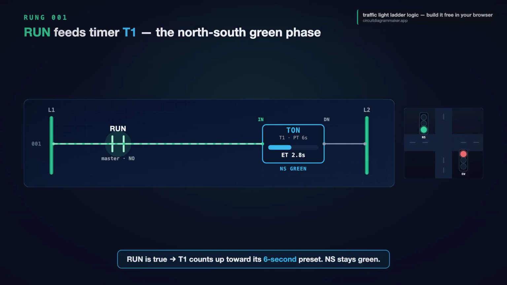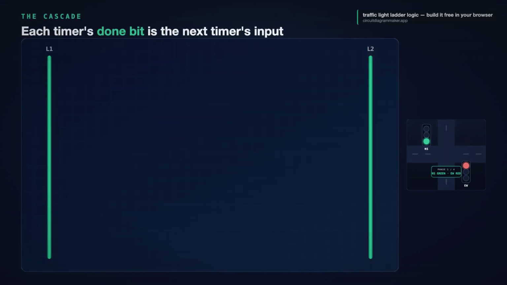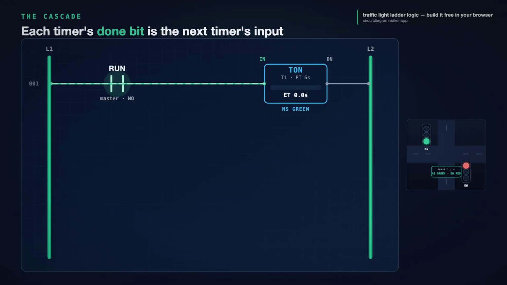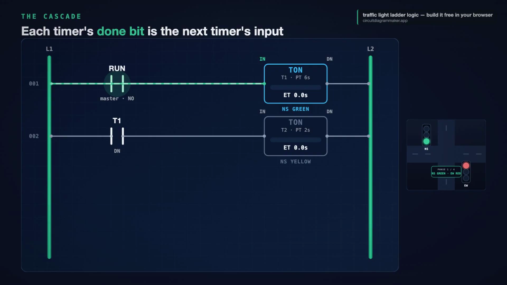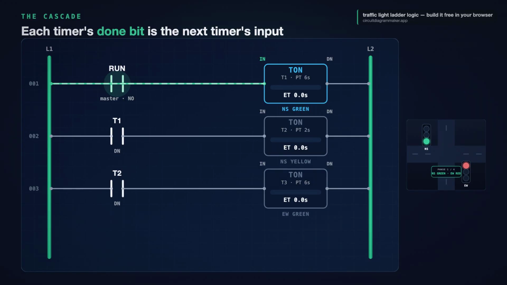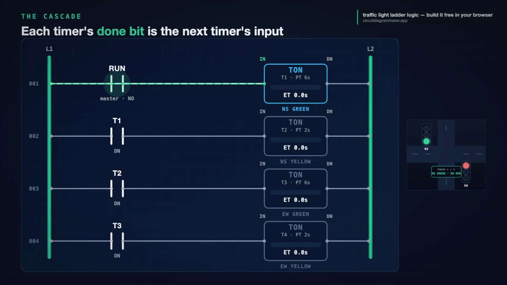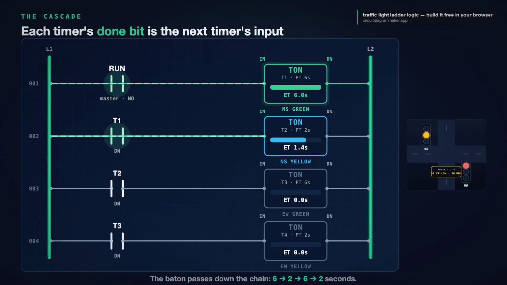Now we chain the rest. Here is the clever part, chaining. We do not reset T1. Instead, we take T1's done bit and use it as the input to a second timer, T2, preset 2 seconds. So the moment T1 finishes its 6-second green, T2 begins counting its 2-second yellow. When T2 is done, its done bit becomes the input to T3, 6 seconds, the east-west green. And T3's done bit feeds the very last timer, T4, 2 seconds, the east-west yellow. 4 timers in a cascade, each one's done bit pulling the trigger on the next. The baton passes cleanly down the chain, 6, 2, 6, 2.